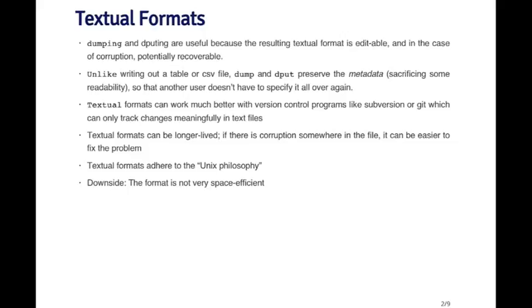Textual formats can also work better if you're using a version control program like Subversion or Git, where you're tracking changes between documents. Those types of programs tend to be much more useful with textual data rather than binary data, so that you can track changes meaningfully. Textual formats adhere to the general Unix philosophy, which is to store all kinds of data in text. But the one downside with textual formats is they tend not to be very space efficient. They tend to take up a lot of space, and so often need to be compressed.